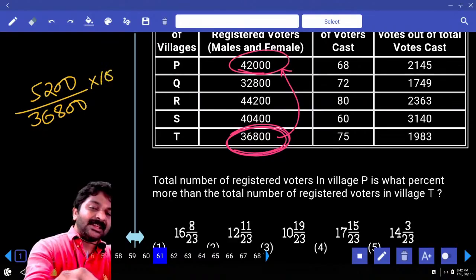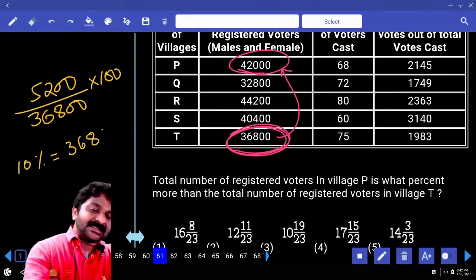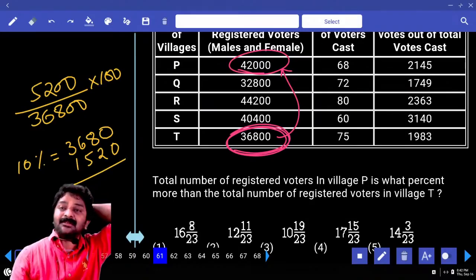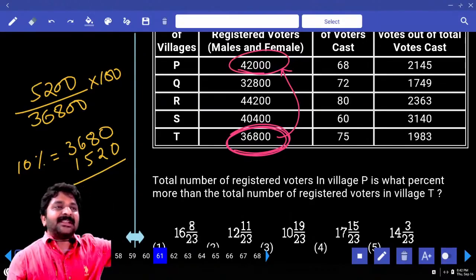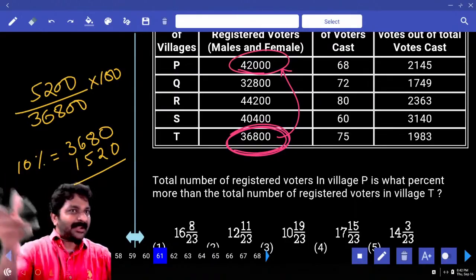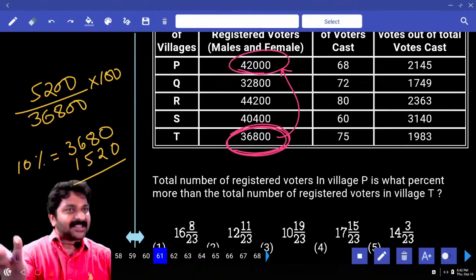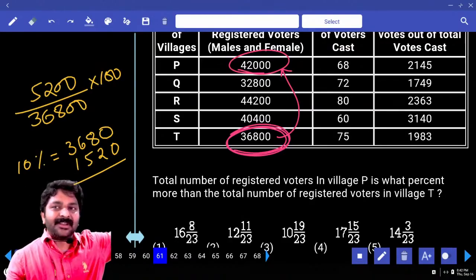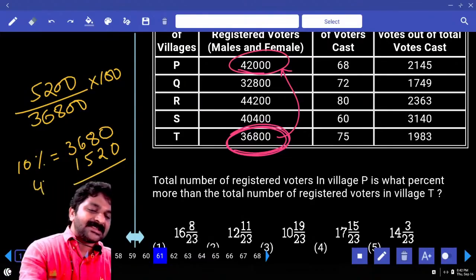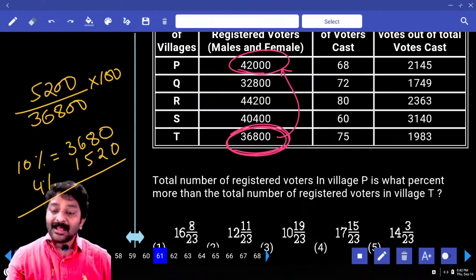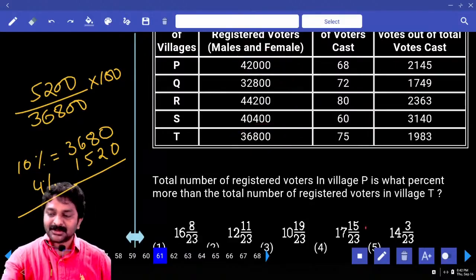36,800, percentage into 100. Clear? What is 10% of the denominator? 3,680. How much more do we have to add? 1,520 we have to add. Then only the sum is equal to 5,200. Agreed? You said 10% is equal to 3,680. Then 1% is 368. Approximately 350, at least 360, double, again double, approximately 1,520 and 1,440. So can we treat this number as more than 4%? The answer must be more than 14%, but close to that.